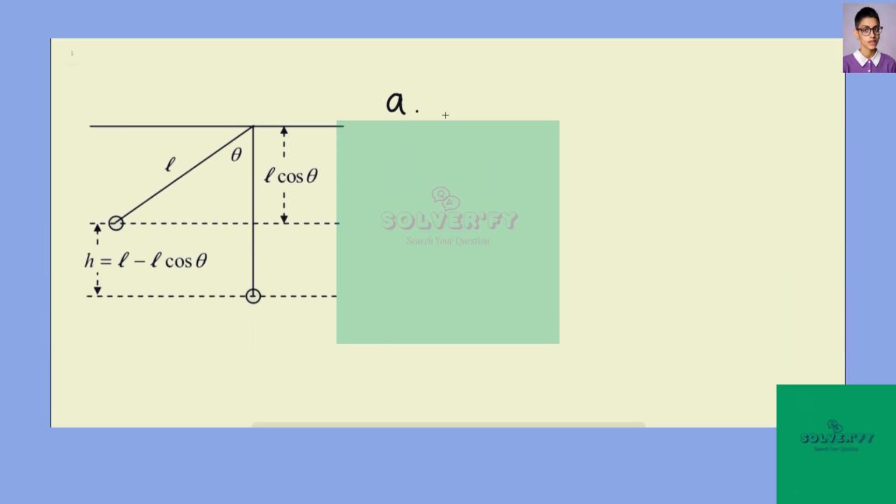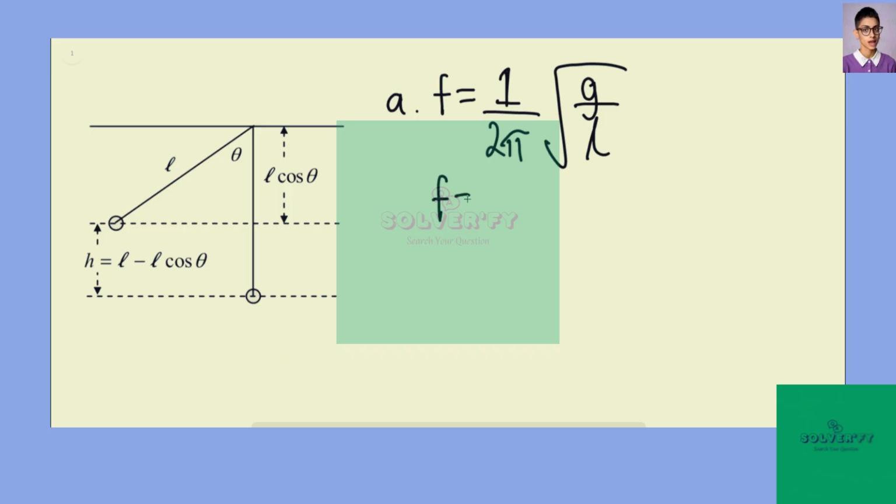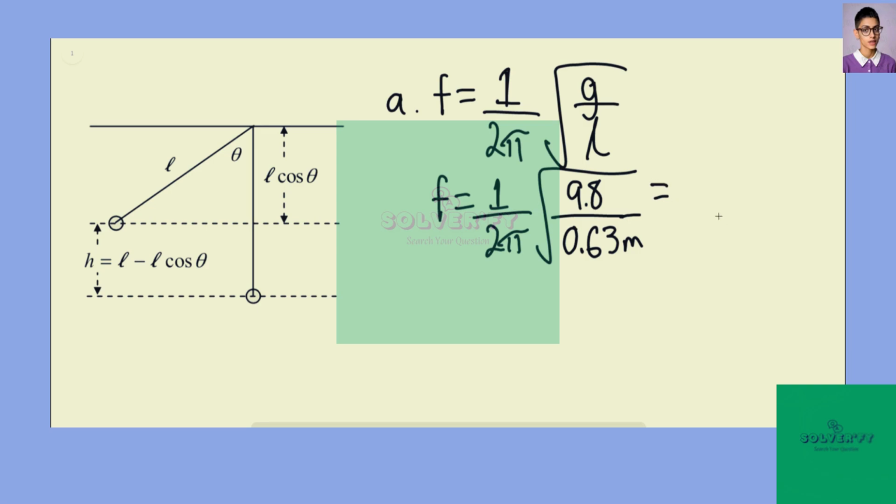So here for part A, when we want to find the frequency, it is simply going to be 1 over 2 pi times the square root of g divided by L. And so the frequency is going to be 1 over 2 pi times the square root of 9.8 divided by 0.63 meters. And we find that the frequency is equal to 0.628 hertz. Now, this would be your answer for part A.